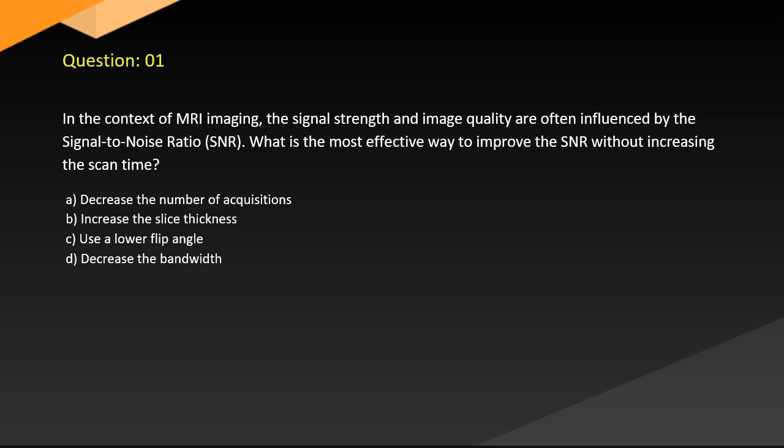Question 1. In the context of MRI imaging, the signal strength and image quality are often influenced by the signal-to-noise ratio (SNR). What is the most effective way to improve the SNR without increasing the scan time? A. Decrease the number of acquisitions. B. Increase the slice thickness. C. Use a lower flip angle. D. Decrease the bandwidth.